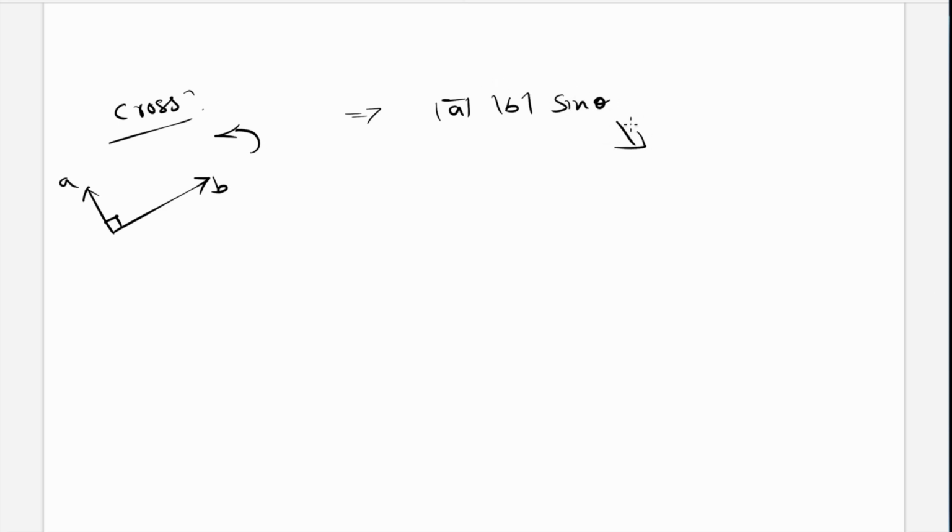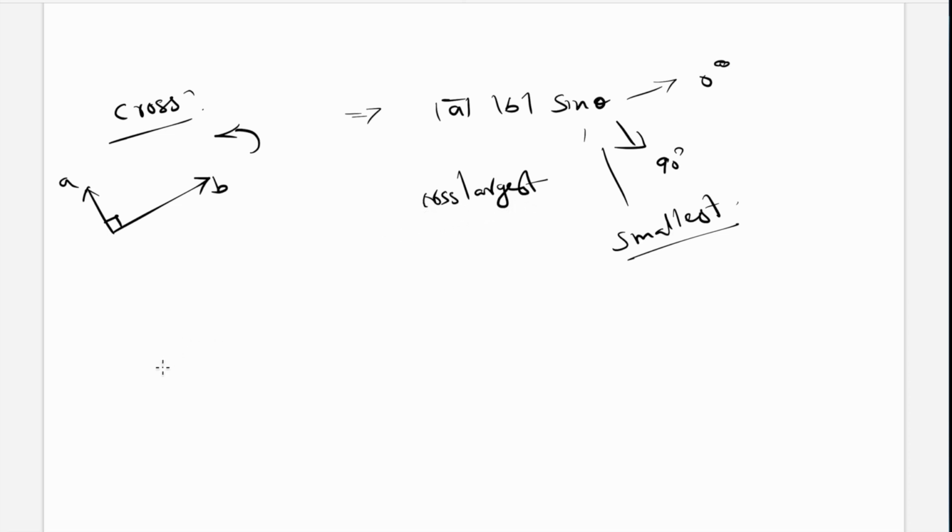If theta is 90 degrees, then sine theta will become 1, and then the cross product will be the largest. If the angle between these two is 0, then it will be the smallest. I hope you understand.